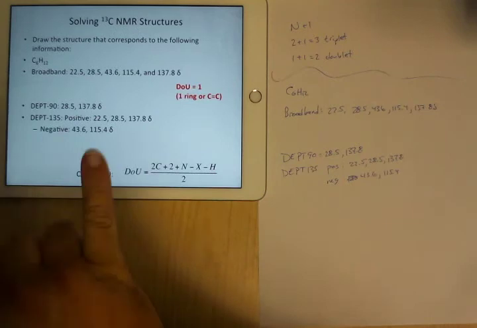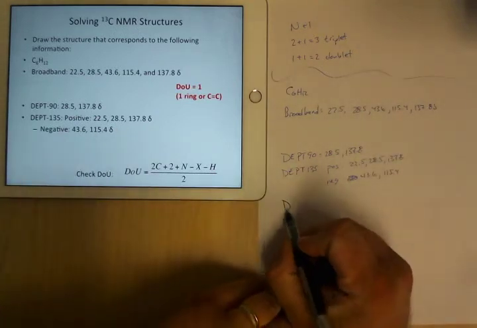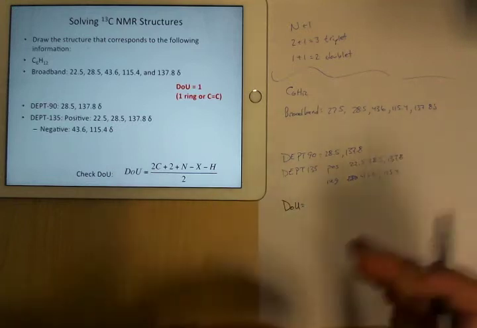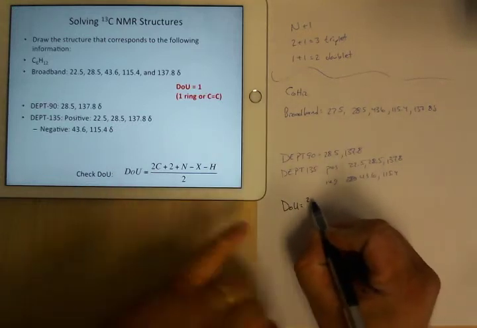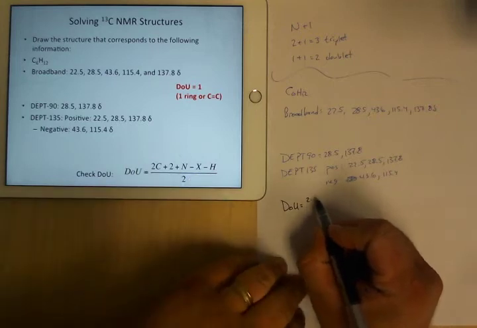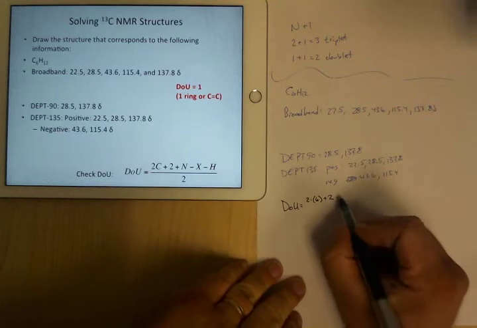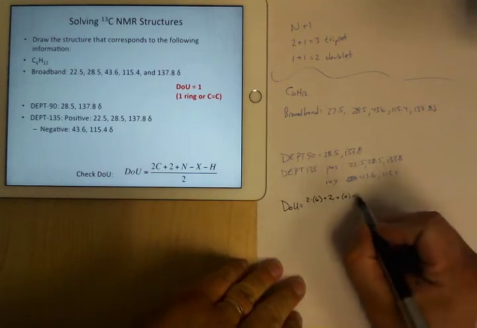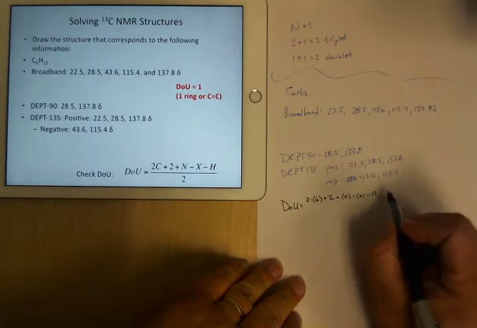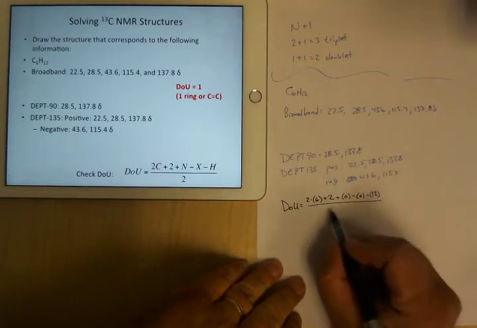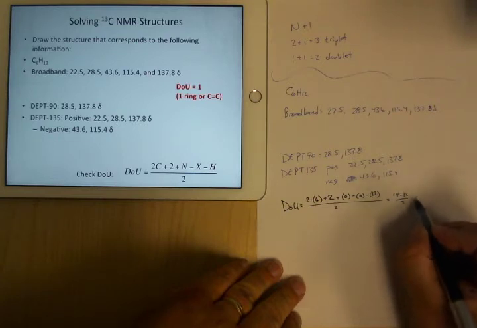Okay. The next thing is to just run a quick DOU. It's an easy thing to do and just to see what you're looking for. So remember the formula: it's 2 times the number of carbons, so 6 plus 2. That's a constant. There's no nitrogens, no halides. And then there's 12 hydrogens. So it's 14 minus 12, over 2. So this ends up being 1.